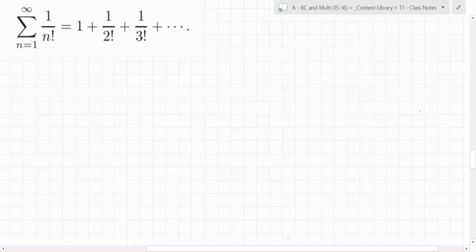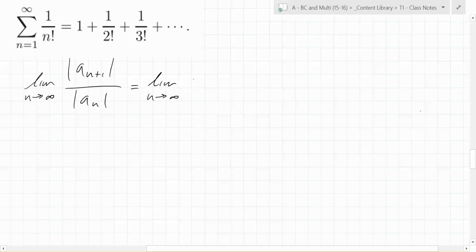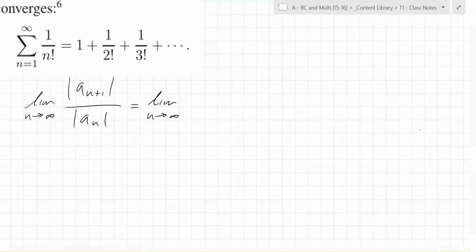So the ratio test tells us we have to do a certain limit. The limit as n goes to infinity of the absolute value of a sub n plus 1 over the absolute value of a sub n. That's going to be the limit as n goes to infinity of, what is a sub n? We have it right there. What's the numerator going to be? 1 over n plus 1 what? Exactly. Over what? 1 over n factorial. Nice.